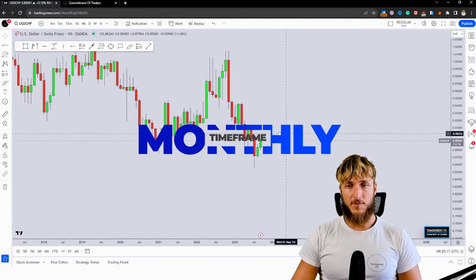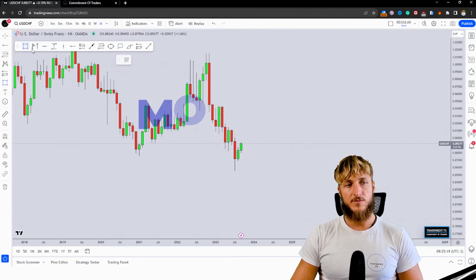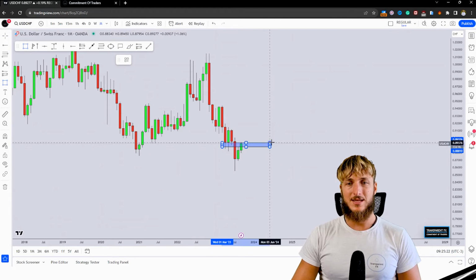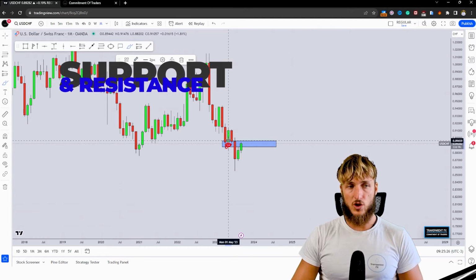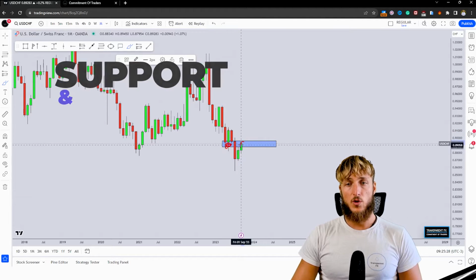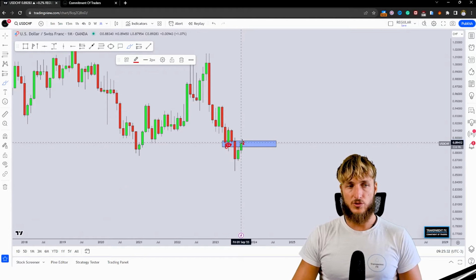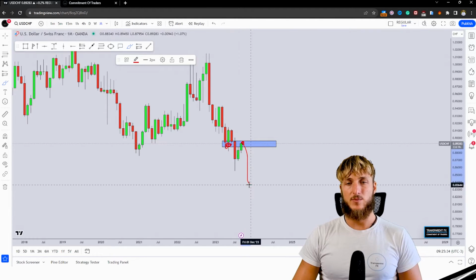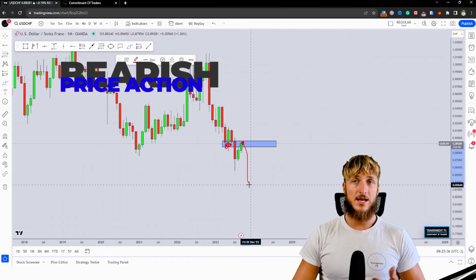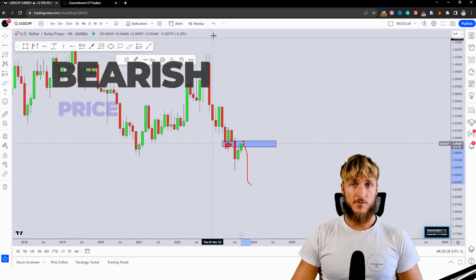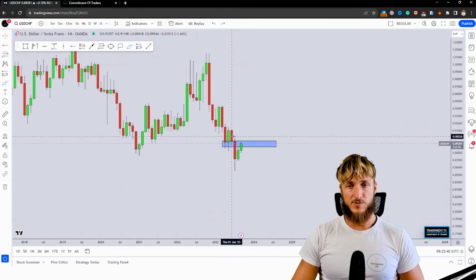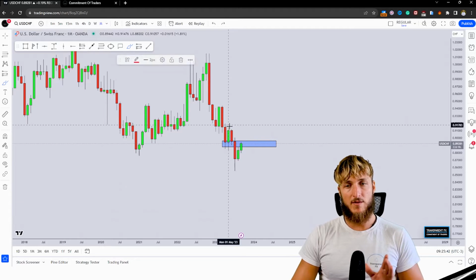Now, starting from the monthly time frame, what we can see is that we have a market which is testing exactly the previous monthly support from which all this move to the upside was created, which is now turned resistance. Now, as the market is testing this previous support and resistance, we could expect a potential reversal to the downside away from this area.